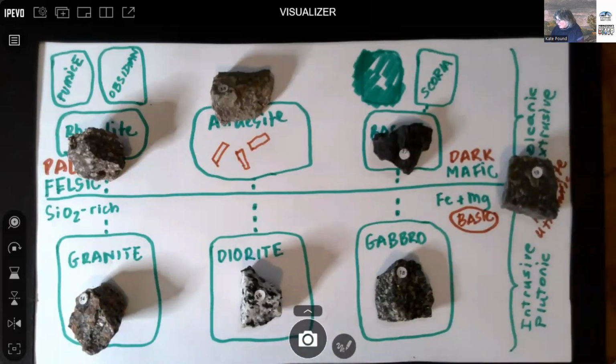So that's our classification. We're going to go back to the slides now to think a little bit more about how we classify igneous rocks. So let me do that.